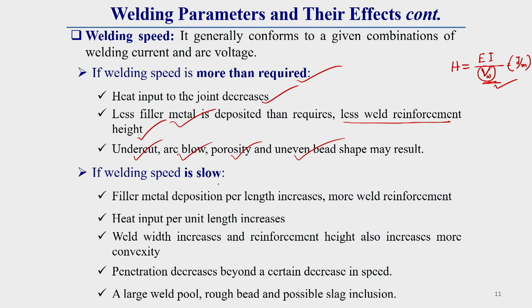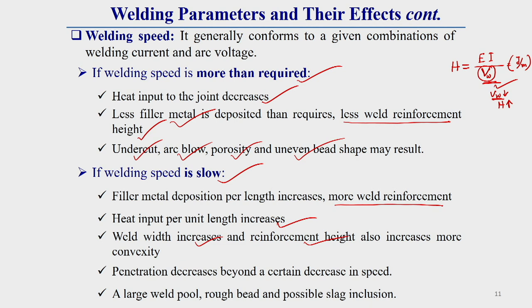Now if the welding speed is slow, that means if this VW is less, decreased, then this ACE will be increased. If ACE increases, then filler material deposition per length will increase. So due to this more filler material deposition, you will get more reinforcement here. Heat input per unit length also will increase, because ACE will increase due to the lower speed. Then weld width and reinforcement height also increase.